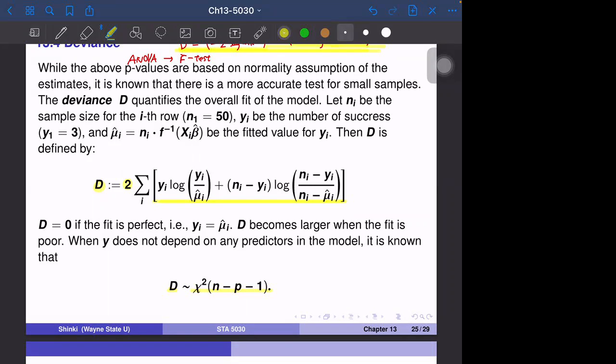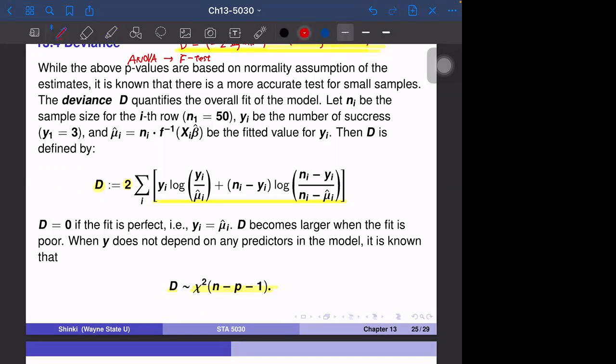if this model is sufficient to explain the response variable. If D becomes larger, the fit is bad. If D is equal to 0, the model is perfect. So with larger D, we should reject the hypothesis that the model is correct. And we have the asymptotic, theoretical result that D follows the chi-square distribution with degrees of freedom n minus p minus 1.